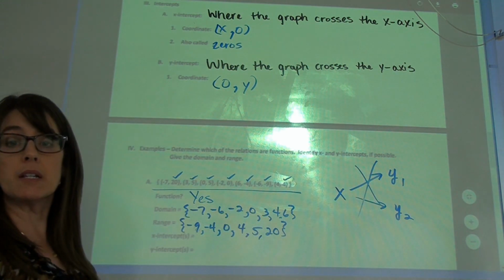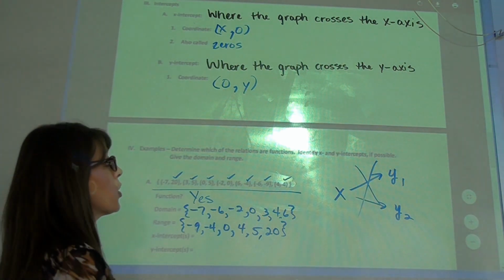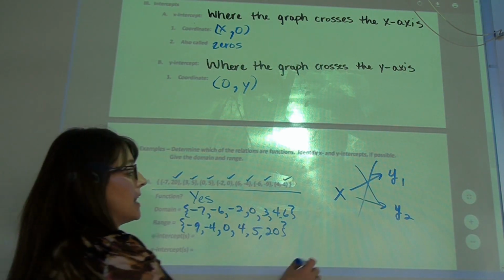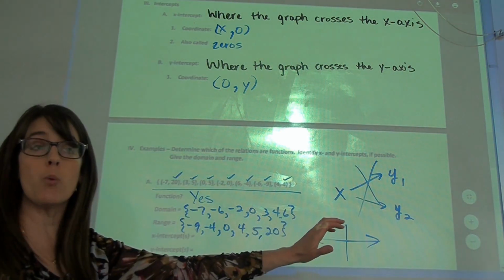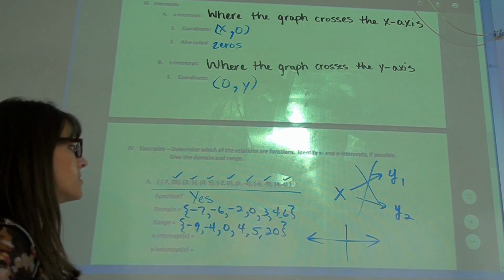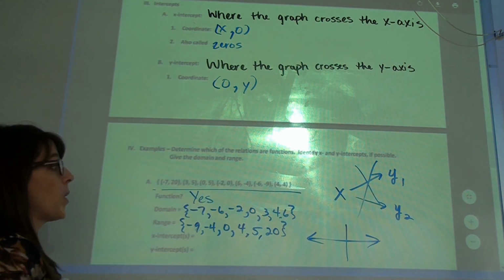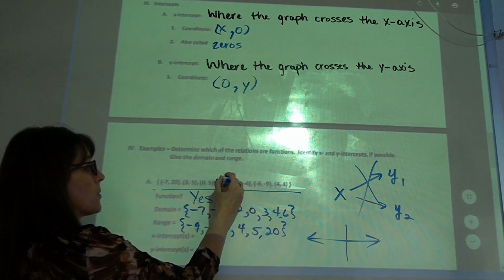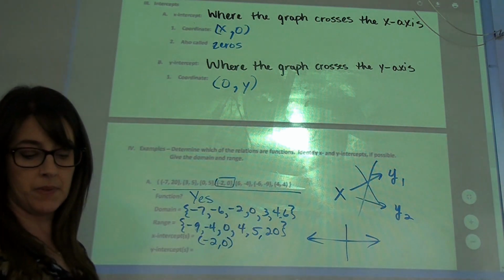So now I simply need to list my x-intercepts and my y-intercepts. X-intercept, remember, that's where it crosses the x-axis, and anything on this x-axis right here has no up or down movement at all, which means its y-coordinate is going to be 0. So I look at all these ordered pairs and I figure out which one has a y-coordinate of 0. That's this one right here. So my x-intercept is going to be -2, 0.